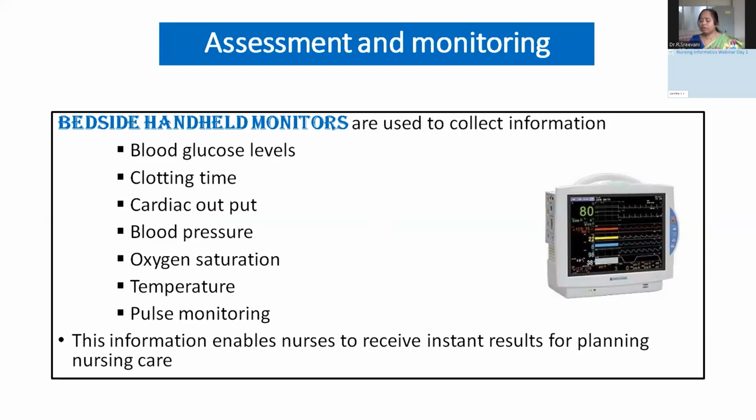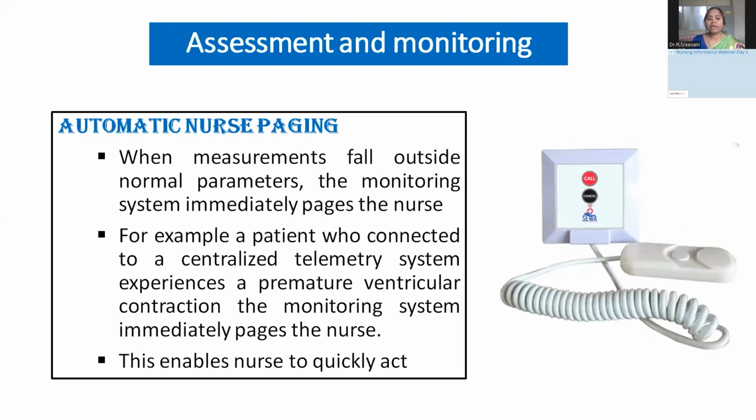Now we will see how this technology is used for assessment and monitoring. You can see on the right side one monitor. Almost everyone might have seen this kind of monitor near the patient's bedside, maybe in an ICU or emergency care unit. Presently, these monitors are used for pulse monitoring, temperature monitoring, oxygen saturation, blood pressure assessment. In some of the monitors, we can also assess the cardiac output, clotting time, and blood glucose levels. From these monitors, we can get instant information about the patient, and this assessment data can be used for planning of patient care.